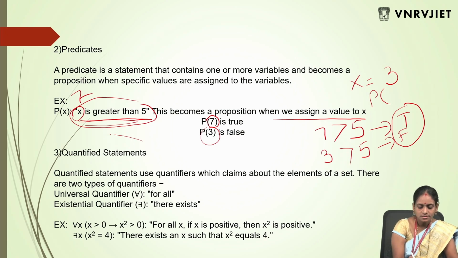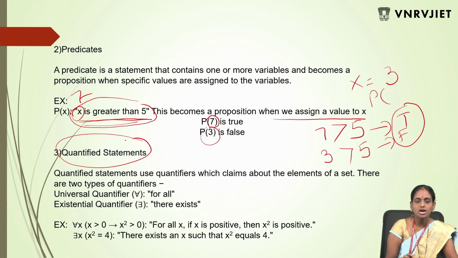And next, the third category: quantified statements. How are we going to define these quantified statements? We are going to use some quantifiers. How many types of quantifiers do we have? Universal quantifier and existential quantifier. This is the representation for the universal quantifier and this is the representation for the existential quantifier.